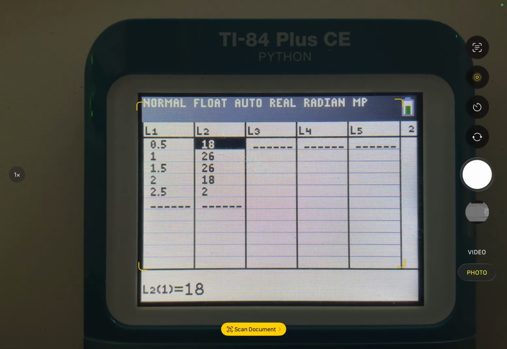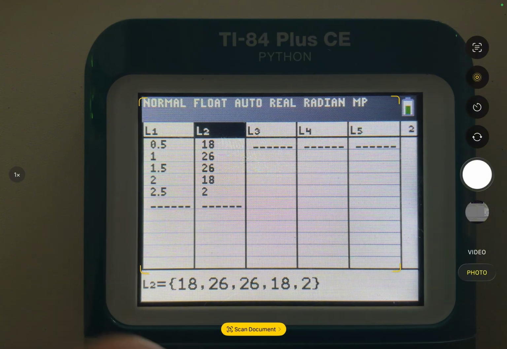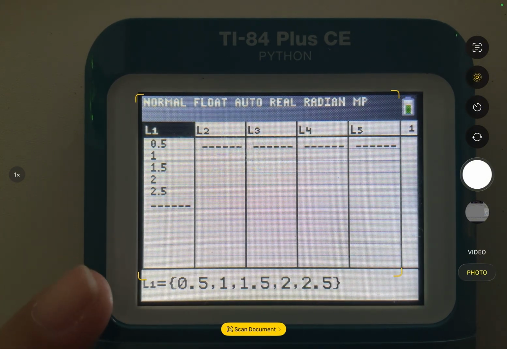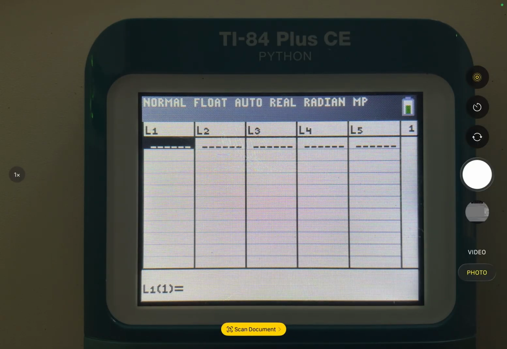What do I do to get rid of those numbers? You go up and you click delete. No, not delete. Clear. Enter. Clear, enter. Never press delete. Delete is the one button you're not supposed to be pushing.